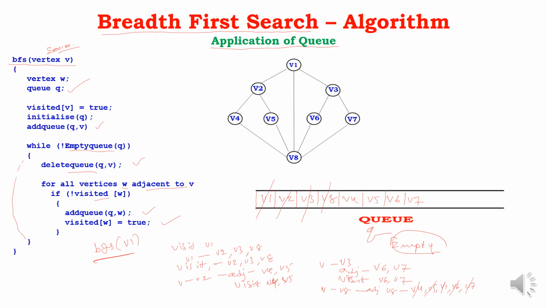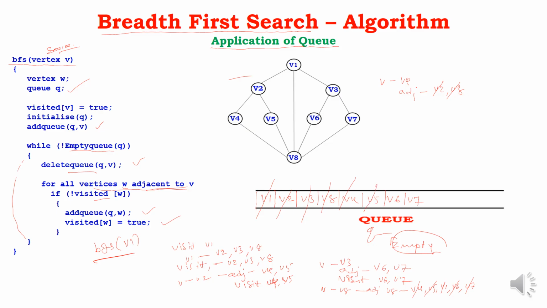Again, while not empty of Q. Yes, Q is not empty, Q has some more nodes, V4. Again, delete a node. V4 is deleted. Now V becomes V4. For all vertices W adjacent to V, are there any adjacent vertices? Adjacent of V4 are V2, V8. If not visited, is V2 visited? Yes, it is already visited. V8 is already visited. So again, while it is not empty, yes, it is not empty.